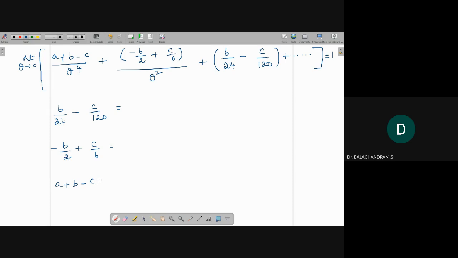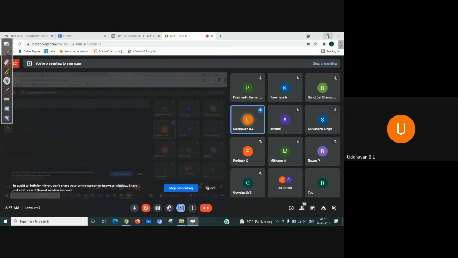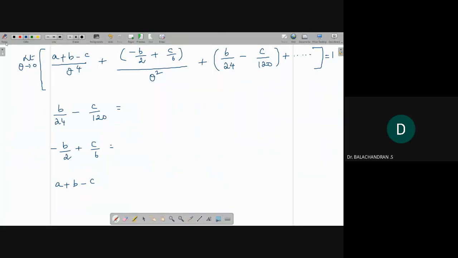Equals 0, sir, because on the right hand side there is only 1, a constant term. Please tell which one is 0. Except b by 24 minus c by 120, the other two terms. Yes, you are right. Continue. Yes, sir. Except all the other terms are equal to 0, sir, because there is no coefficient on the right hand side. Okay, there is no coefficient on the right hand side.